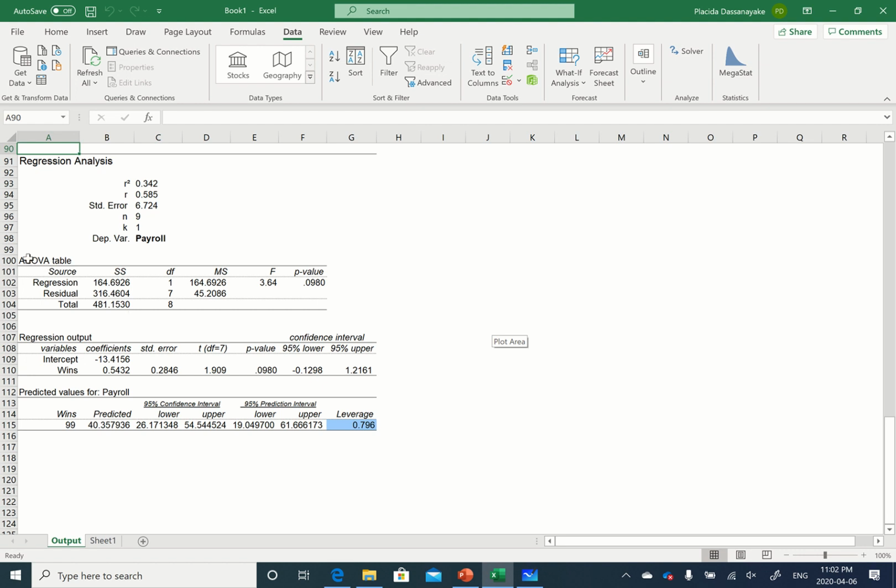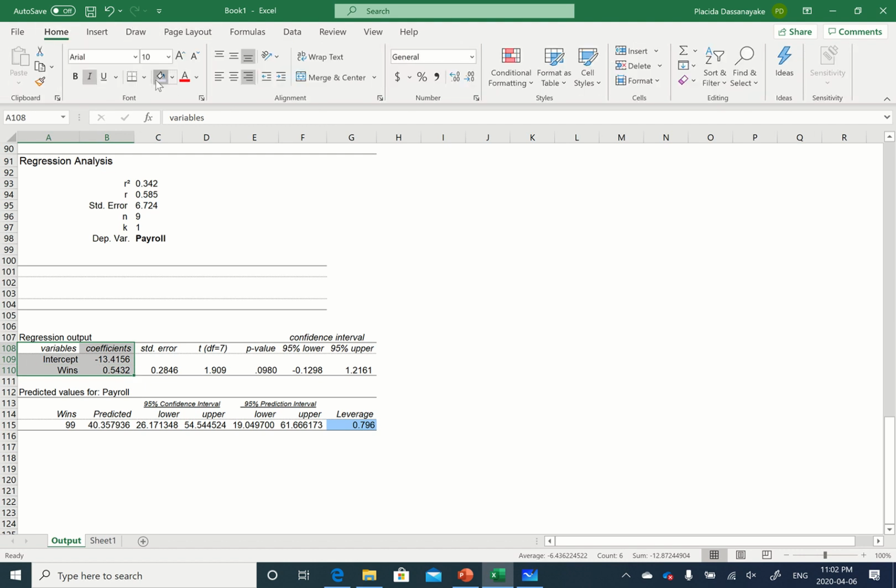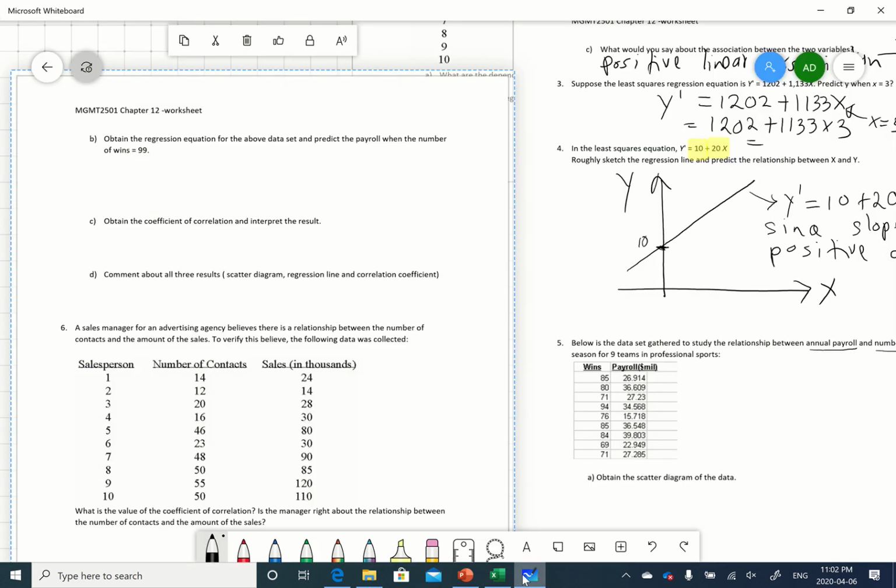Okay, so I'm going to delete the ANOVA table. I don't need that. I'm going to highlight the ones that I'm only going to use. So this is the regression output. So first, let's write that down.